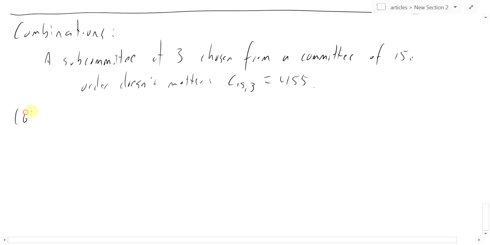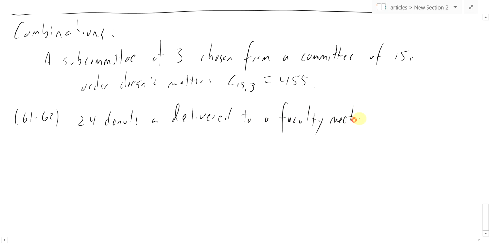And now problems like 61 and 62. Suppose 24 donuts are delivered to a faculty meeting. But 12 of them have coconut on them, and some faculty members don't like coconut. So, how many possible ways are there for a faculty member to choose 4?